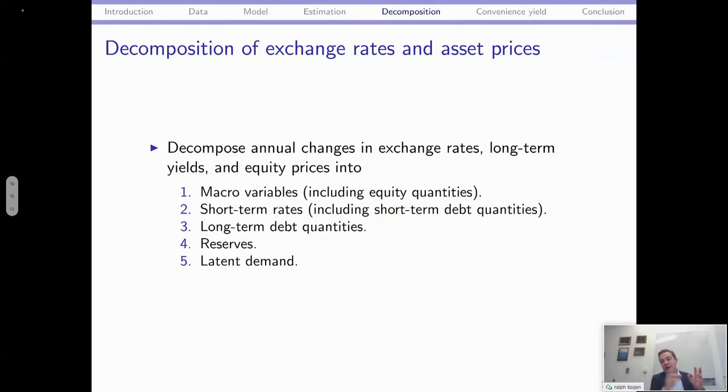Then we think of conventional monetary policy. So we move short rates and short-term debt quantities. Again, we solve for prices. Then we do monetary fiscal policy. We move long-term debt quantities, solve for prices, and so on and so forth. By the time we move all 5 of those groups of variables, we get to the next year's prices. And so then we do a variance decomposition, and ask how important are these different variables in explaining exchange rates, long-term yields, and equity.